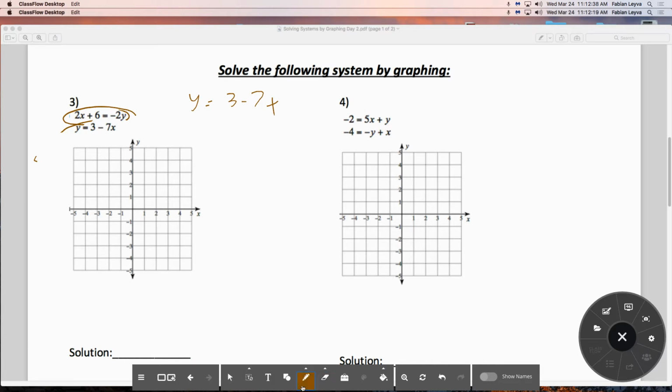Now, again, why do I care if it's in y equals? Because that means it's in slope-intercept form. That means I can find the slope and the y-intercept by just looking at it. My slope in this situation would be -7. My y-intercept would be 3. So I could use those two pieces of information in order to make my graph.